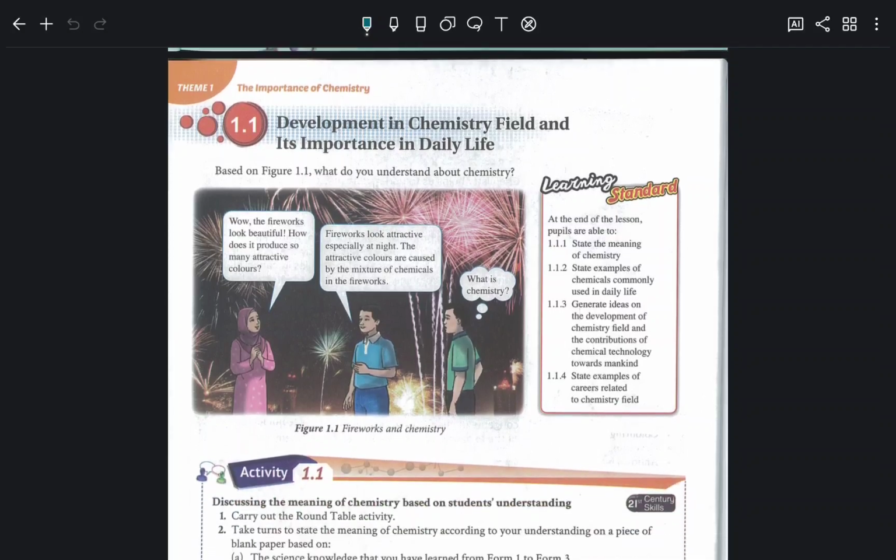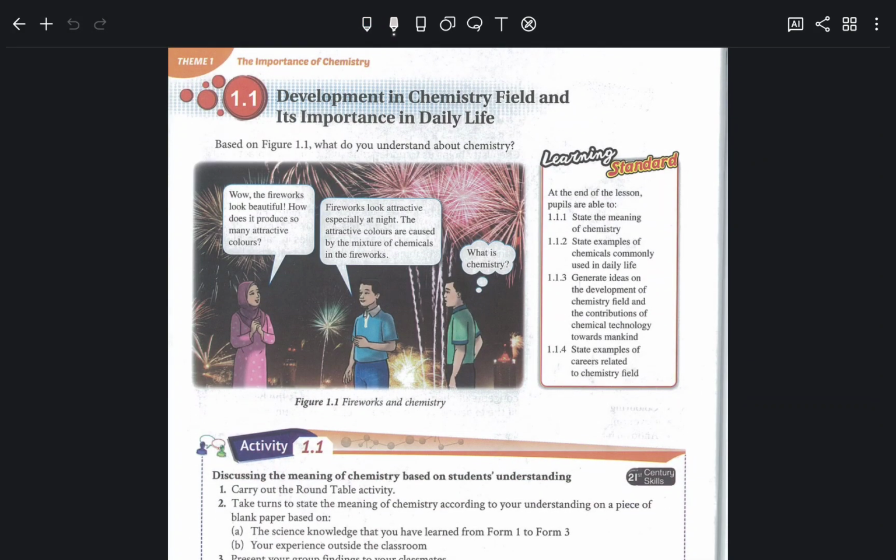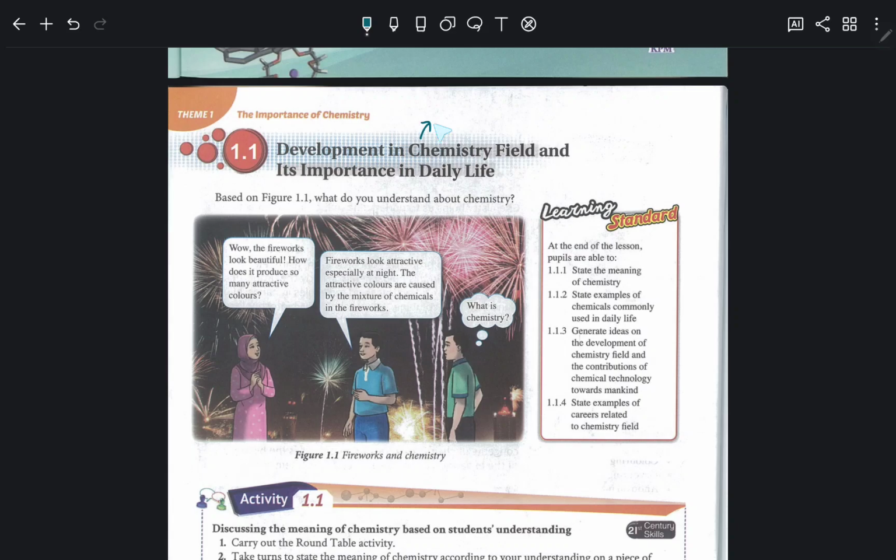Okay, so development in the chemistry field and its importance in daily life. Okay, so basically the chemistry field is a wide field. Okay, it's a very wide field. You have a lot of things to do in chemistry. Okay, you can be a biochemist, you can be a chemistry teacher, you will be using your chemistry to study dentistry, and medicine and pharmacy will be using chemistry a lot, and in a lot of other stuff you will be using your chemistry.